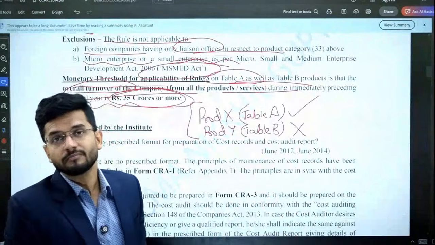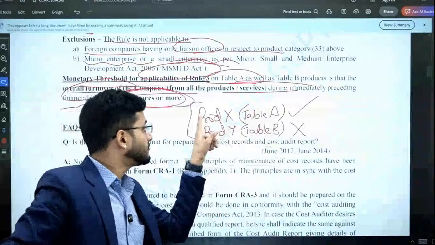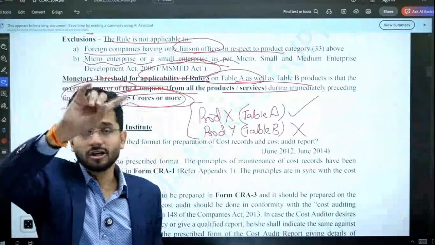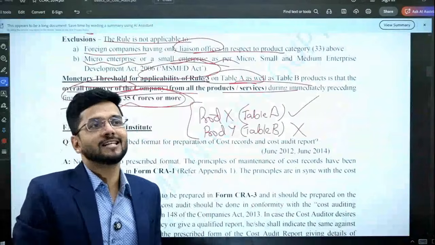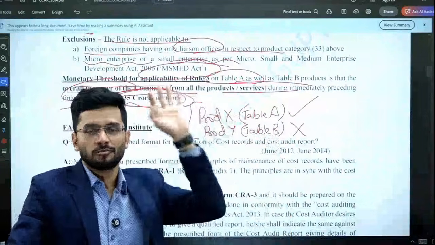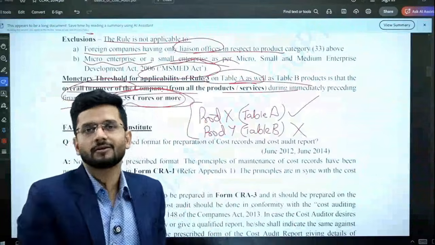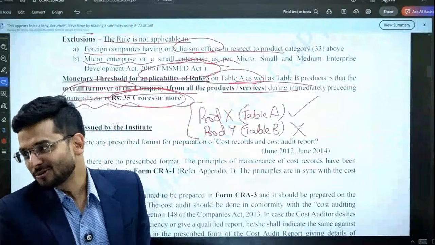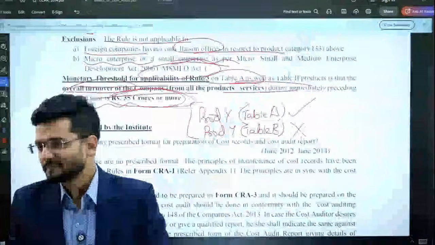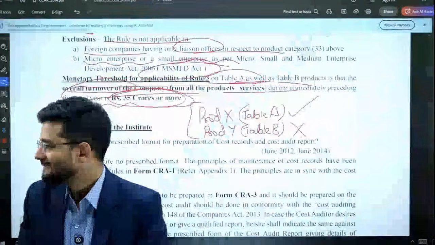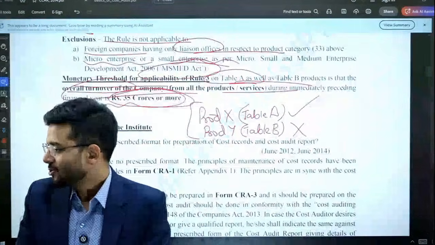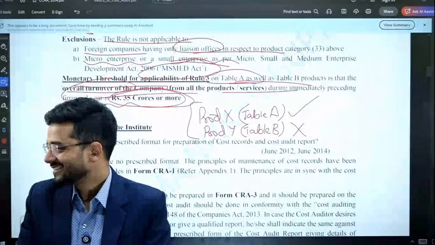Please tell me in the chat box that cost records are required to be prepared for product X but they are not required to be prepared for product Y. Is it possible in the same company? Can we say that table A products, please don't prepare cost records, table B products, please prepare cost records? Is it possible? Please tell me yes or no. Can there be any situation like this? I want to know your analysis.